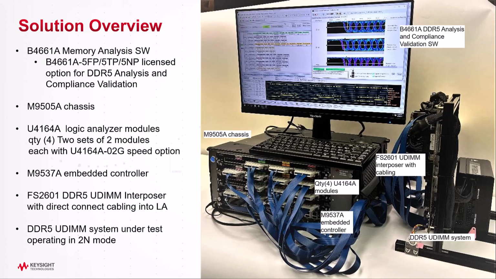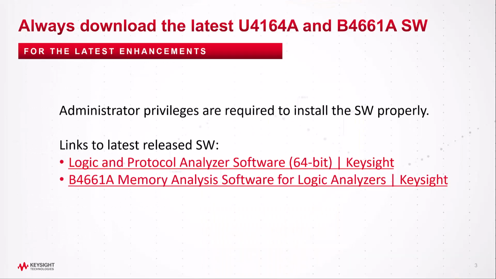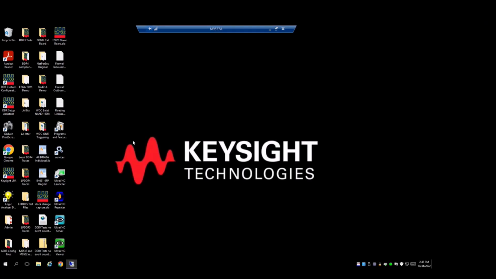For this demonstration, the DDR5 UDIMM system was operating in 2N mode. Always download the latest U41A and B4661A software from the Keysight website. This will get you the latest enhancements. Before you install the software, remember that administrator privileges are required to properly install the software. Install the logic analyzer software first and then the B4661A.